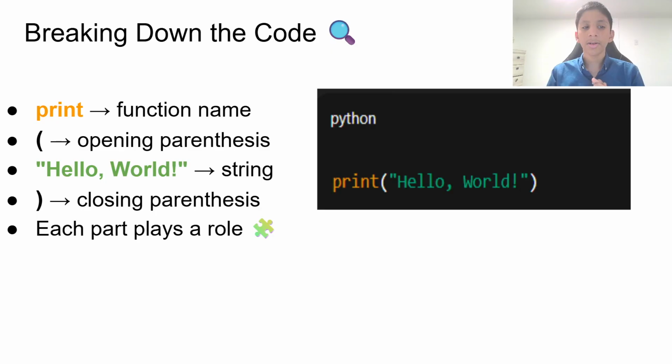Alright, let's break down this code. So basically print is the function name here, and these parentheses are the opening parentheses. And this "Hello, world" is actually a string, and we're going to be diving deeper into strings in another video. And this is the closing parentheses. Each part plays a crucial role.